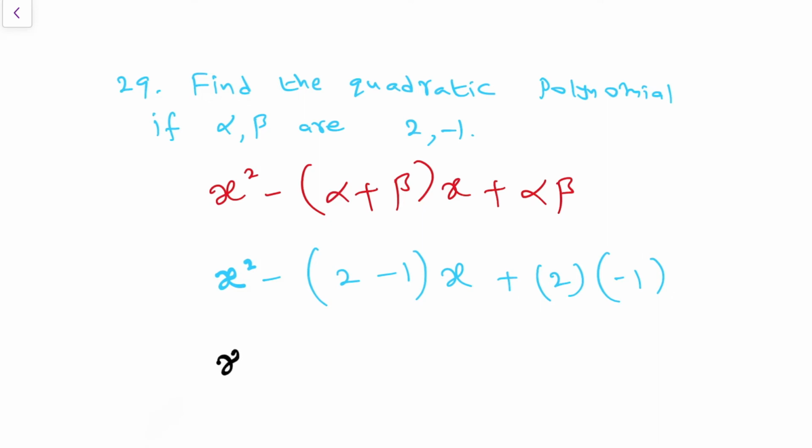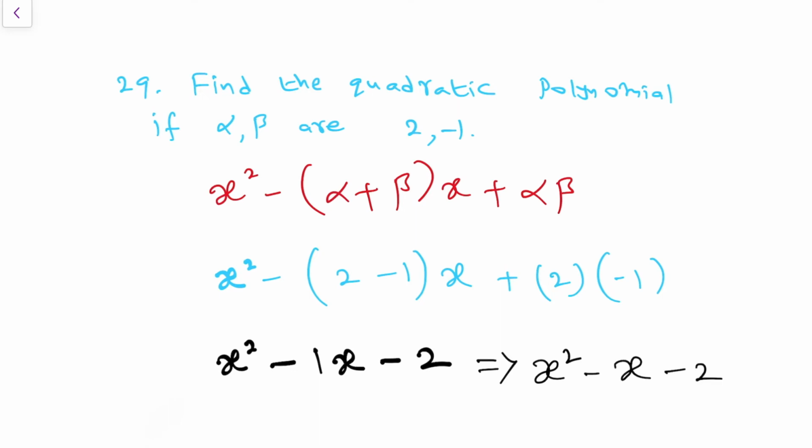Now x square minus 2 minus 1, 1x, plus 2 into minus 1, that is minus 2. So x square minus 1x minus 2. Here 1 doesn't have any value, so I can simplify this further as x square minus x minus 2. This is the required quadratic polynomial.